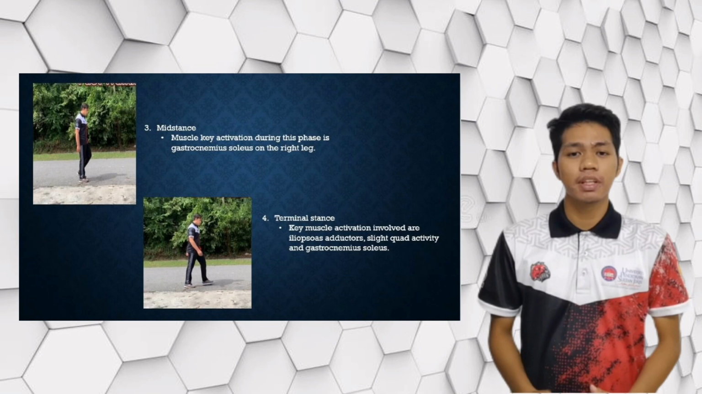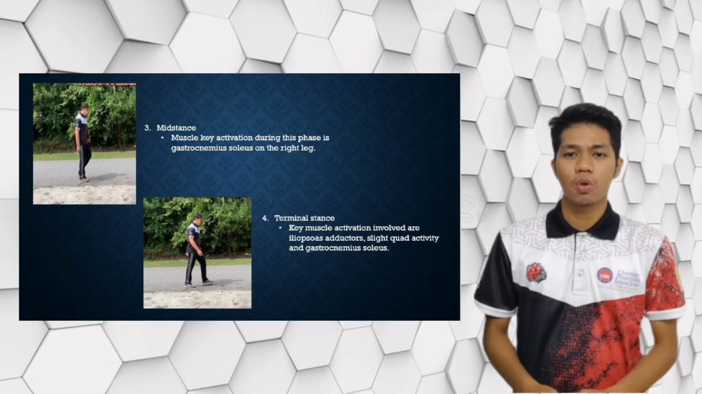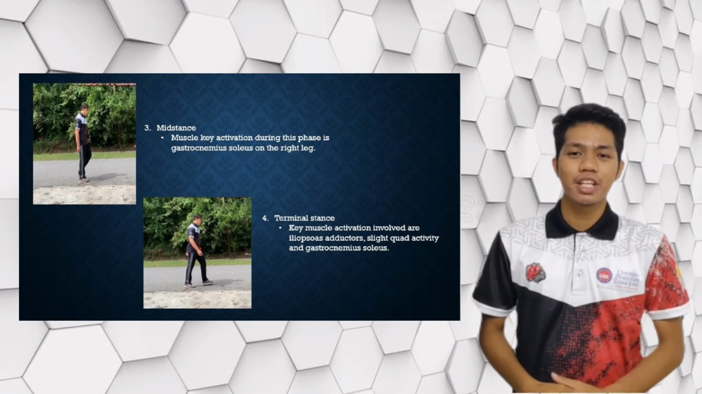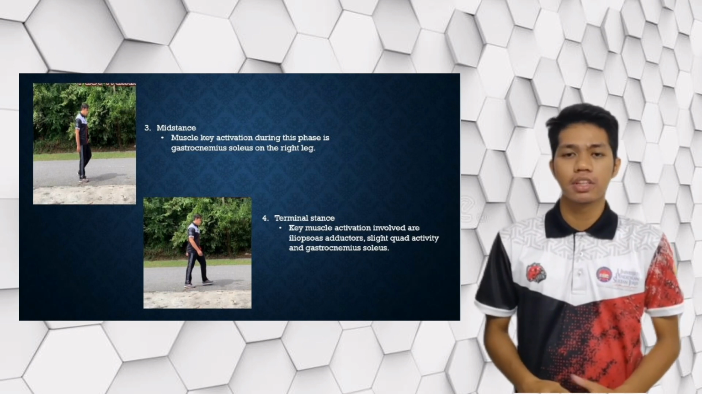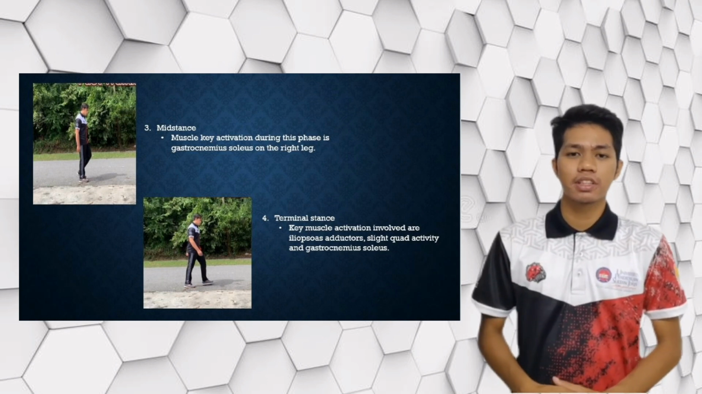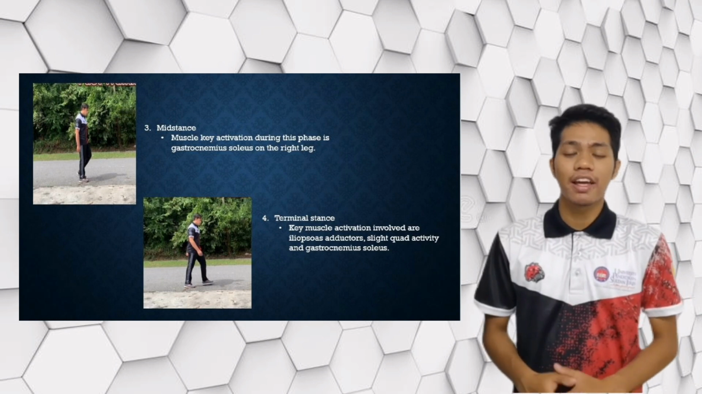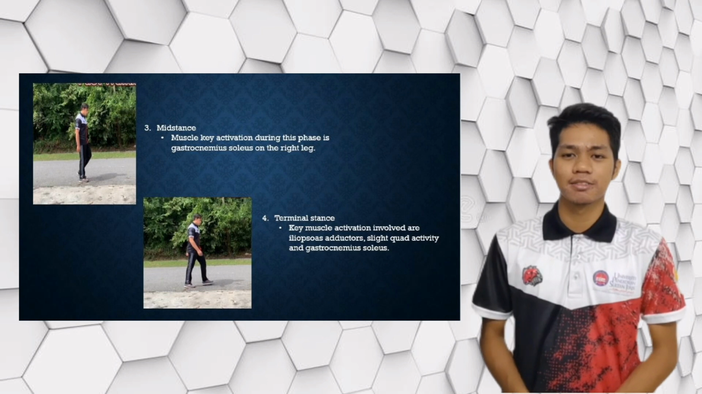Okay. Next is the terminal stance. In this phase, key muscle activations involved are iliopsoas, adductors, slight quad activity, and gastrocnemius soleus. It begins when the body is directly over the supporting limb at about 30% of the gait cycle. The terminal stance phase ends just before initial contact of the contralateral extremity at about 50% of the gait cycle.